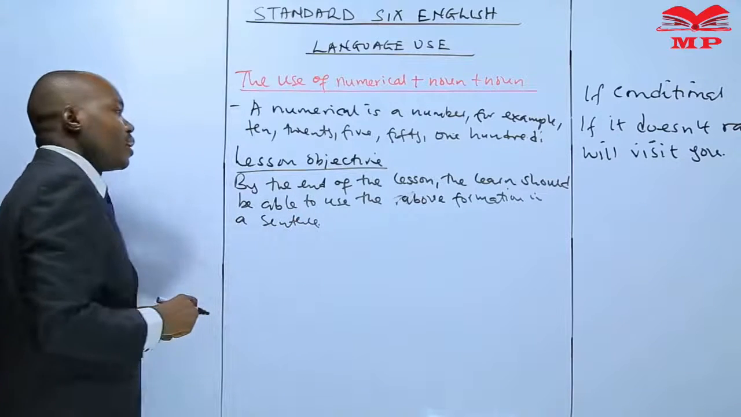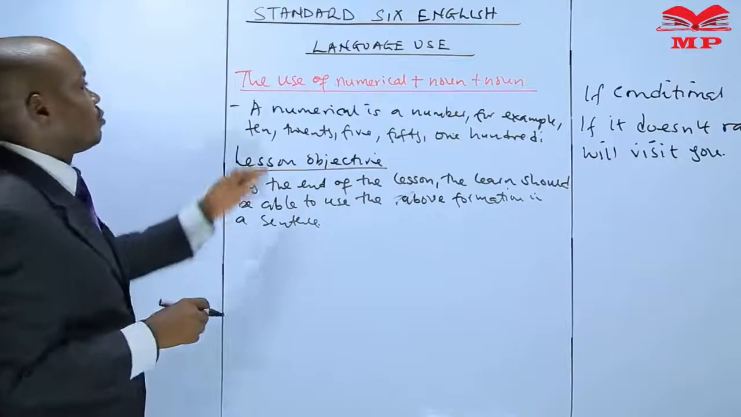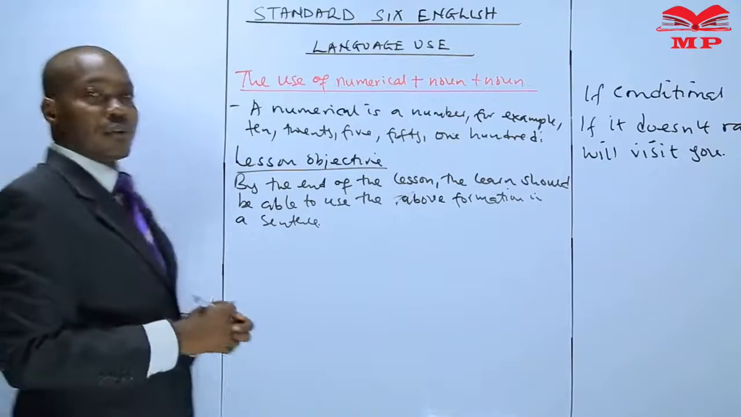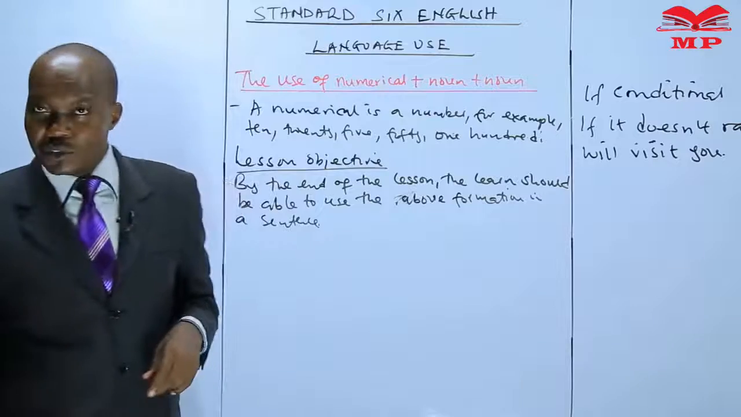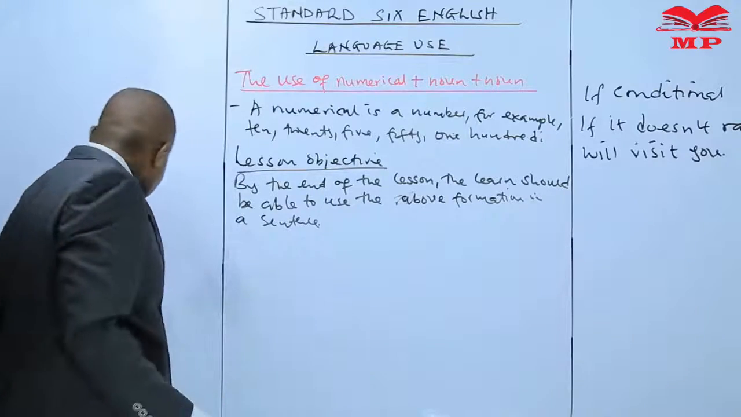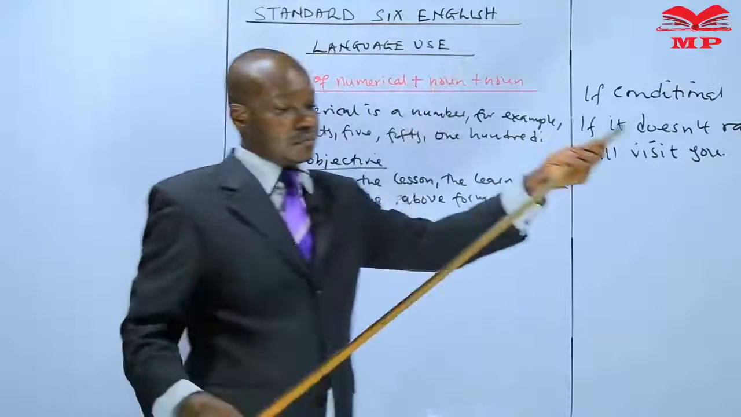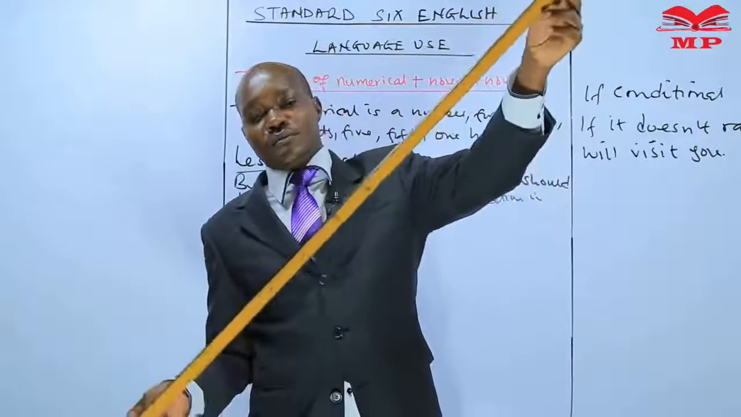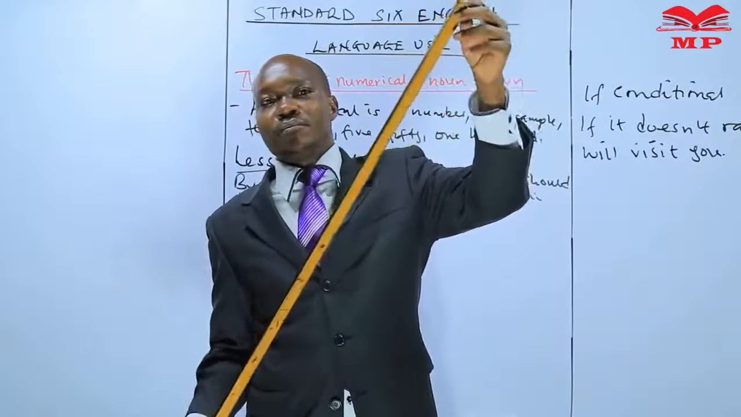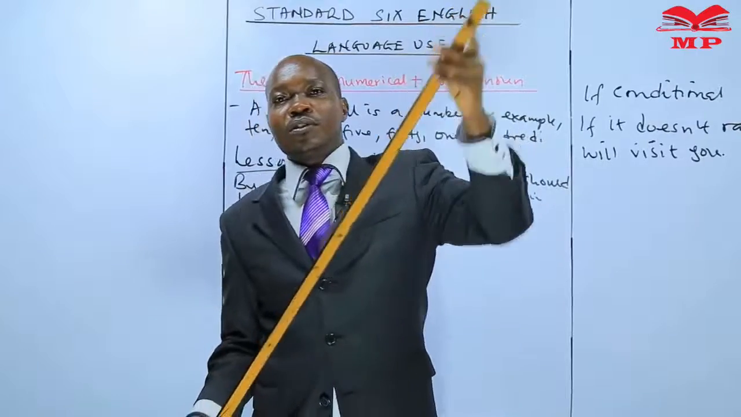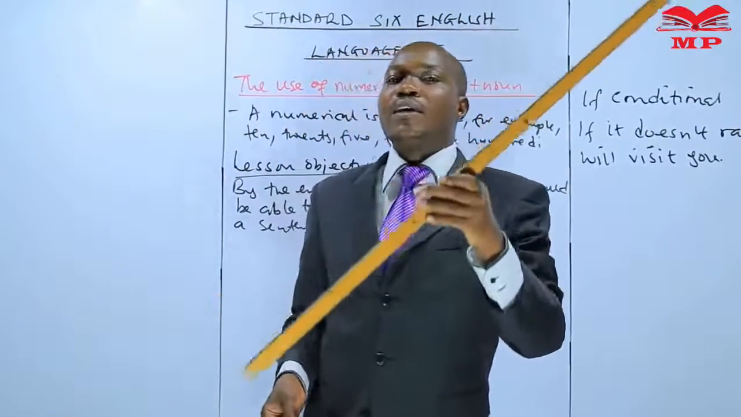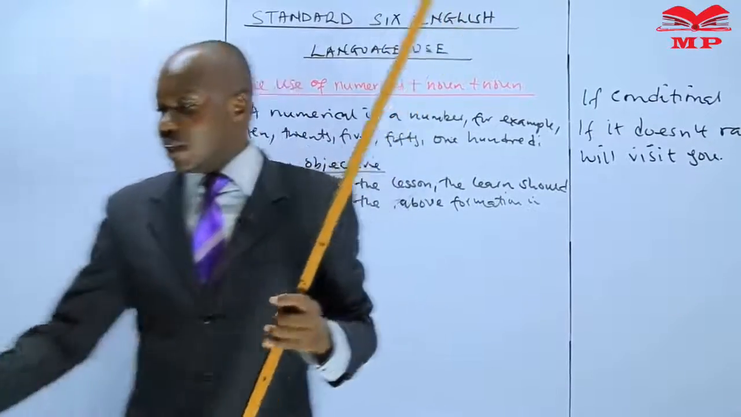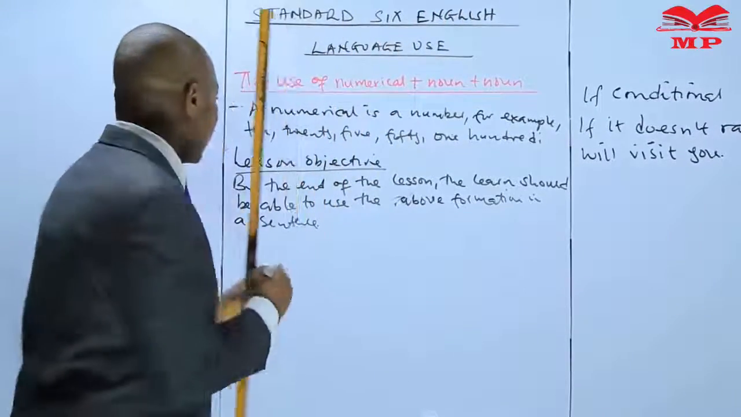By the end of the lesson, the learner should be able to use the above formation in a sentence. Let me give an example, and I'm going to use this ruler here. How long is this ruler? This ruler is 1 meter long.